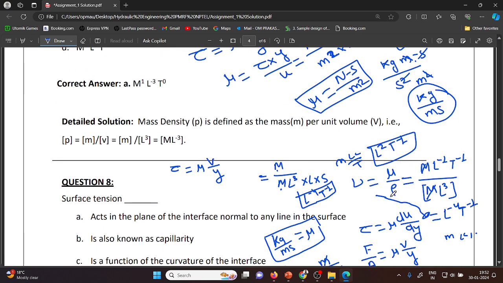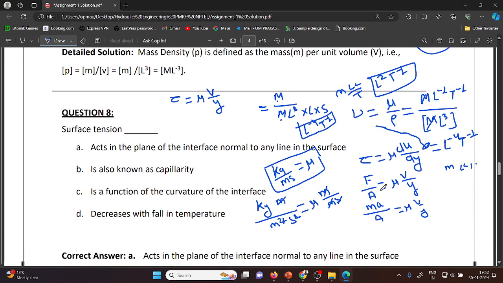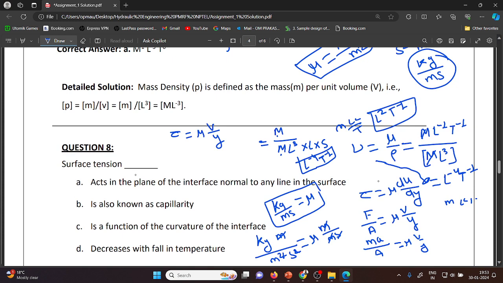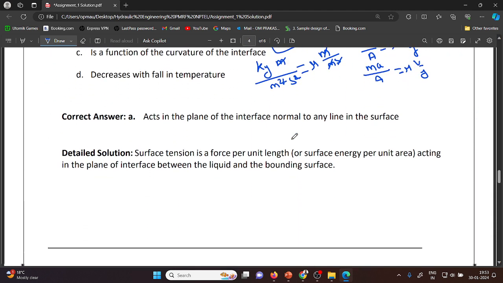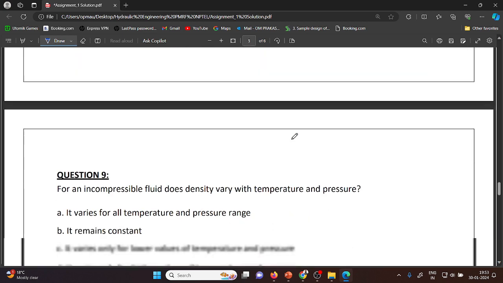It was not visible where I was making the mistake, but we tried another way. No problem. Yes, sir. So question number 8 is, what is the surface tension? Surface tension acts in the plane of the interface, normal to any line in the surface. Yeah, it is correct. Option A is correct for that. Now moving ahead to the next question. Yes, sir. Question number 9.